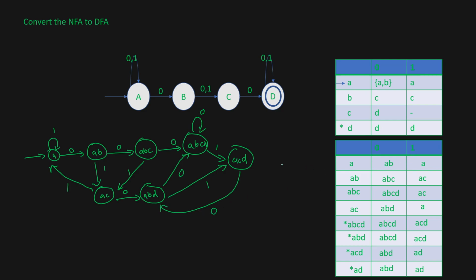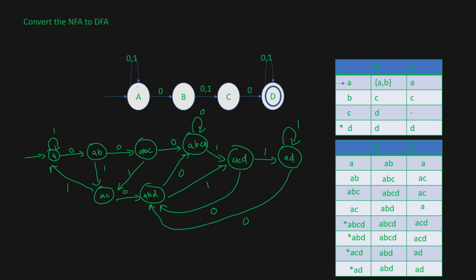Okay, and you get input 1, you are going to go to a new state called state AD. In state AD, you get input 0, you are going to go to state ABD, and you get input 1, you are going to stay in state AD.